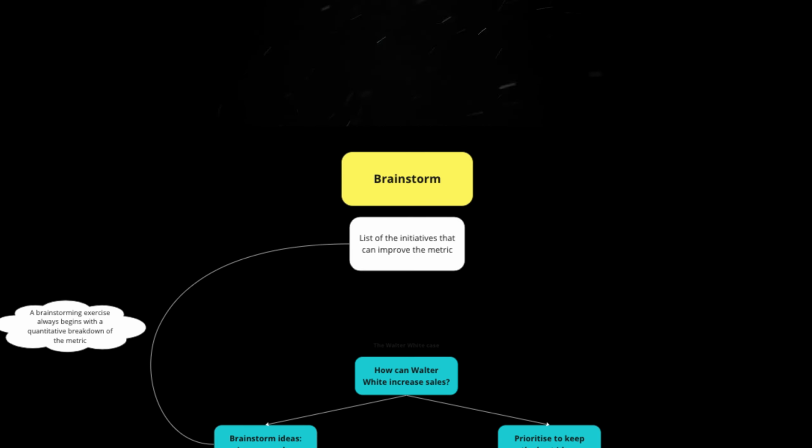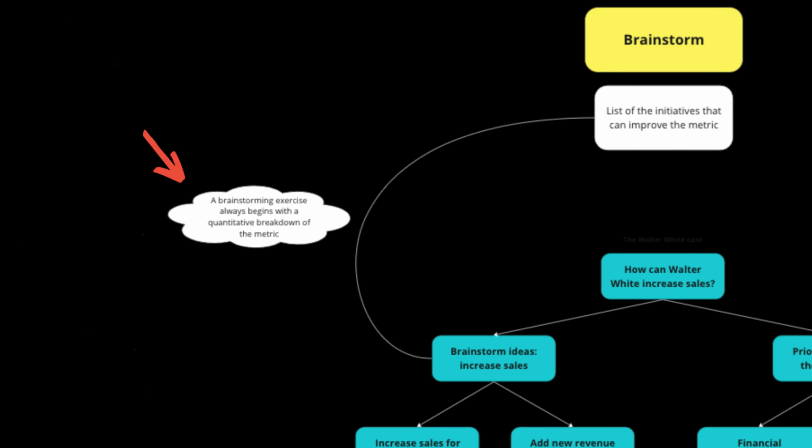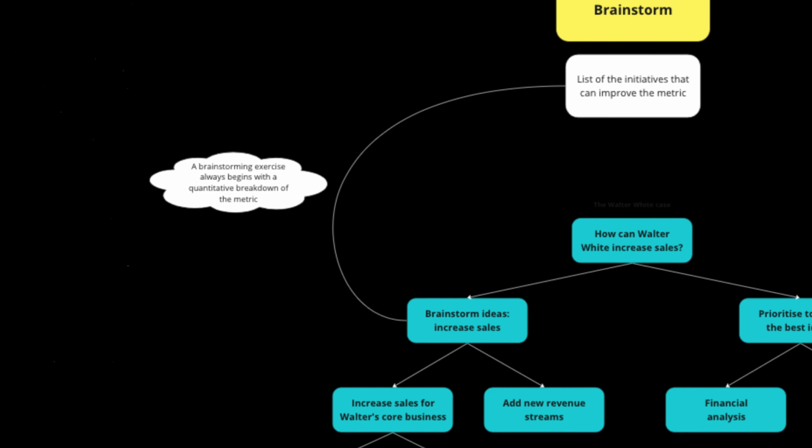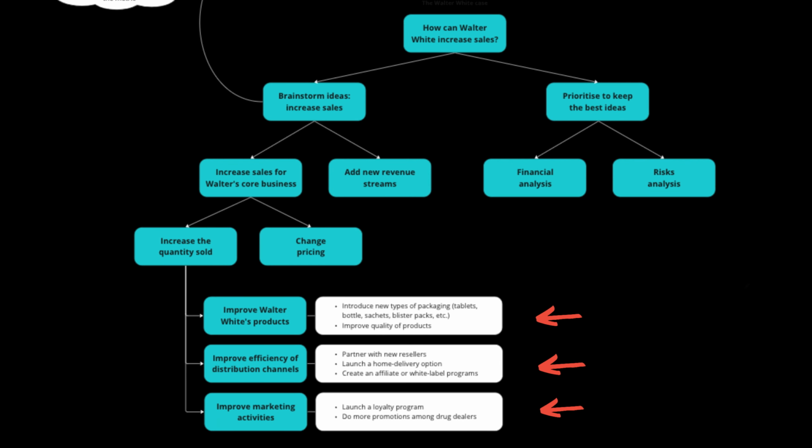Let's start by brainstorming ideas. Brainstorming ideas always starts with a quantitative breakdown of the metric. Once we have an equation, we can brainstorm ideas for optimizing each variable in that equation.